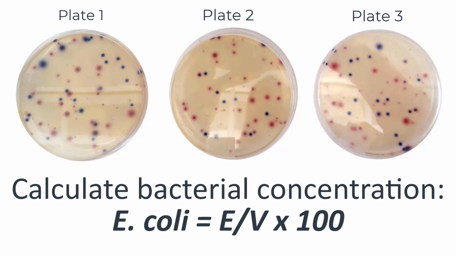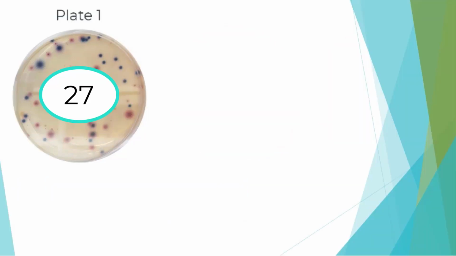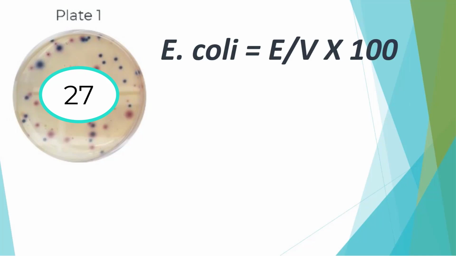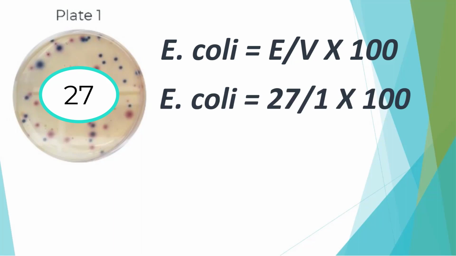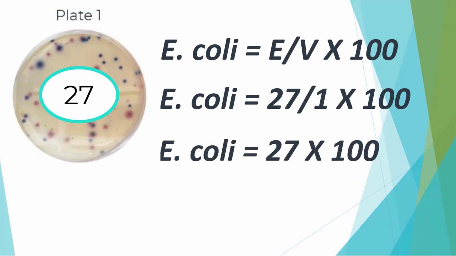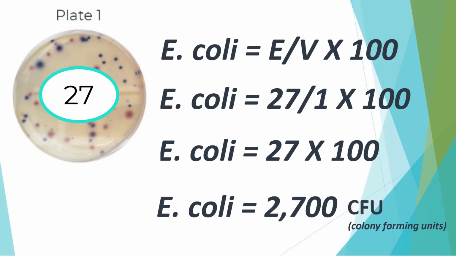Recall that on plate 1, we counted 27 E. coli colonies. The bacterial concentration equals the number of colonies counted on the plate divided by the sample volume times 100. The number of E. coli that we counted on the plate was 27, so we will divide 27 by 1, which was our sample volume, and multiply that by 100. So we have 27 times 100, which comes out to be 2,700, which would be our bacterial concentration for a 100 milliliter sample.